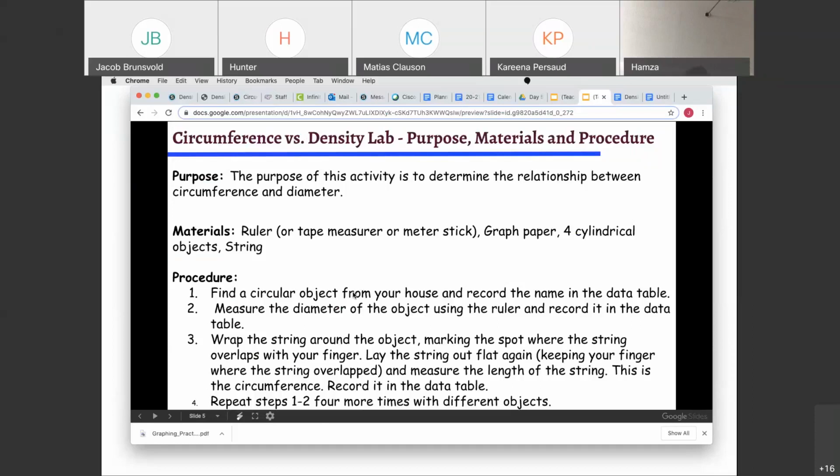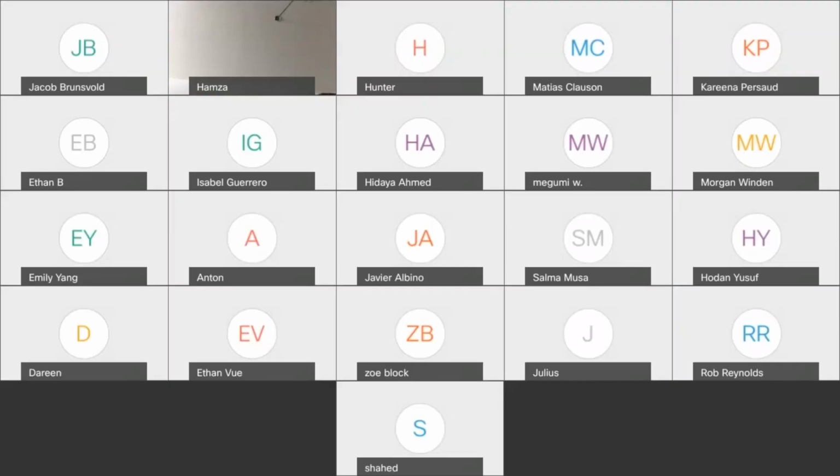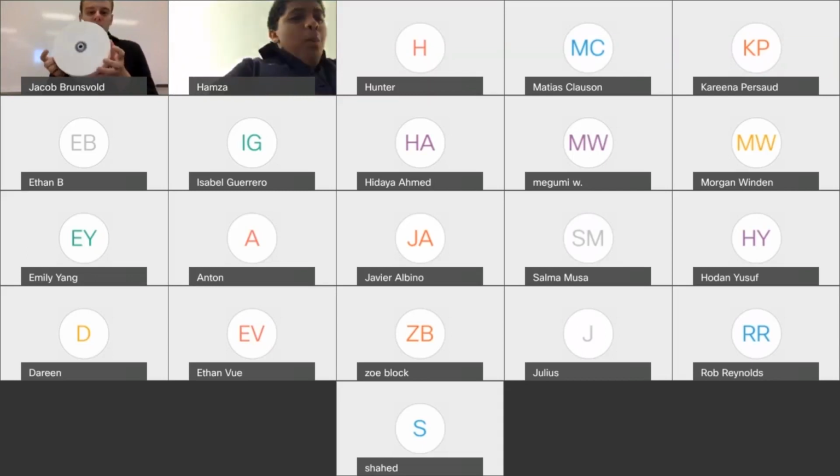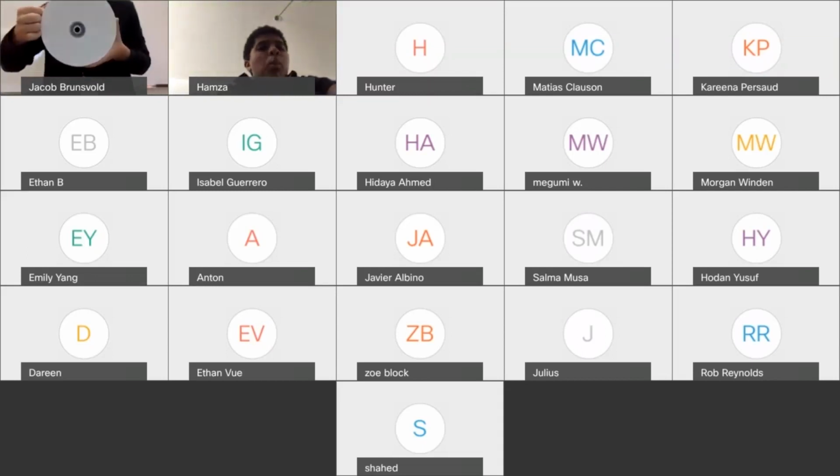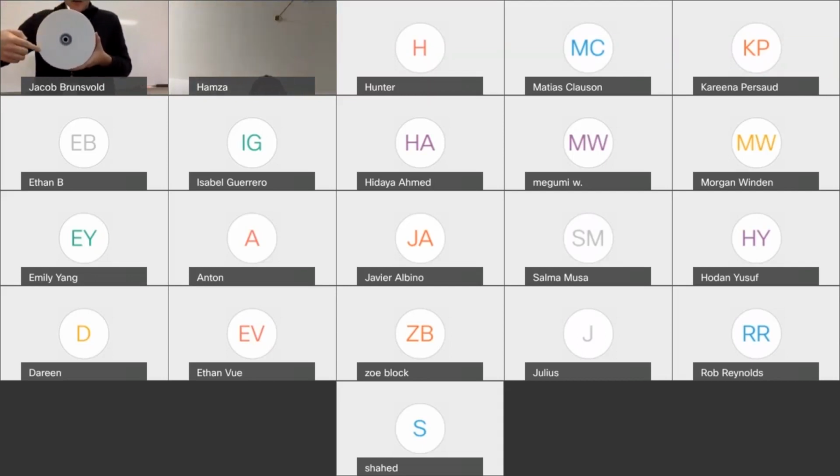For those of you that don't know, I just want to show you real quick. I'm going to stop sharing for a second and open up my video. Okay, so when we're talking about circumference, we're talking about the distance all the way around. So circumference is the distance around the circle, and that's always going to be longer than the diameter, which is the distance across the circle. Circumference is the distance around. Diameter is the distance across.